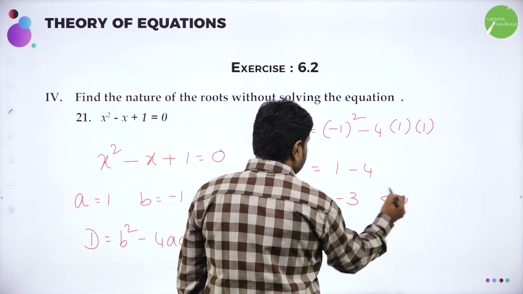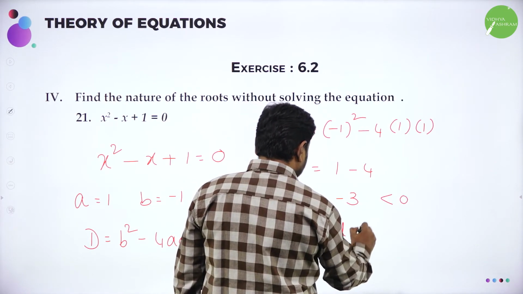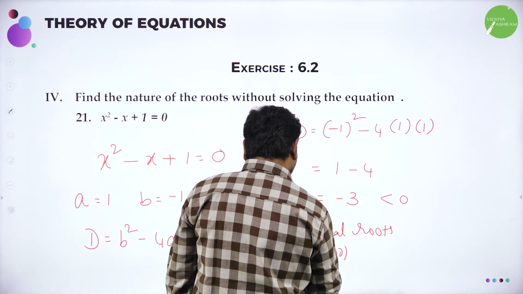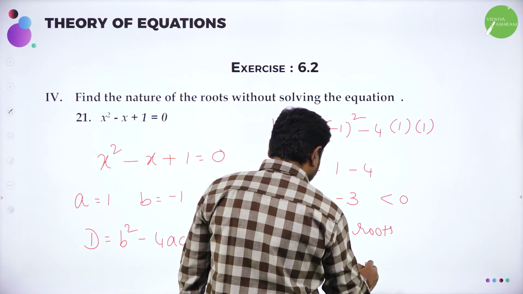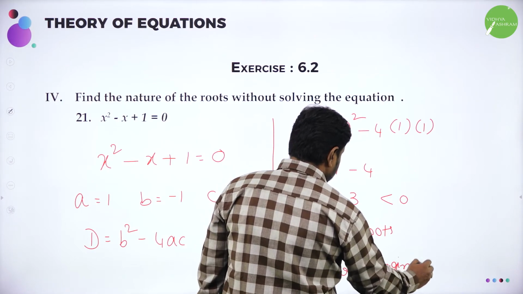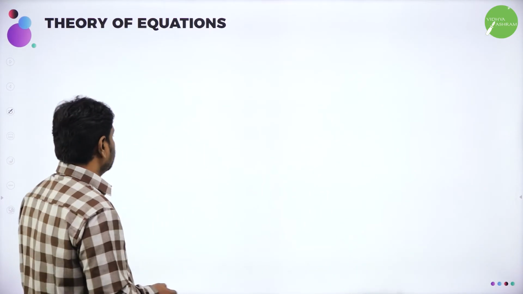Discriminant again is less than 0. So no real roots. We will not have any real roots. Or we say roots are imaginary, or we say complex roots. Roots are imaginary, we can say, because they are imaginary numbers. Or we can also say complex. We say no real roots.